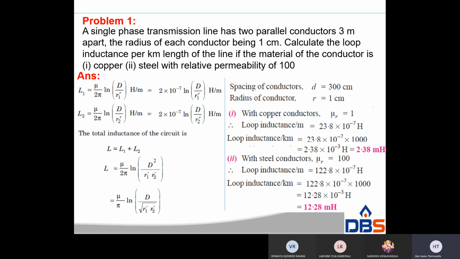A single phase transmission line. This problem is already done, no? Problem 1 is already solved, sir, in last classes. Okay, this problem was already solved in last class, right? 2.38 millihenry loop inductance. If it is copper, do you remember?